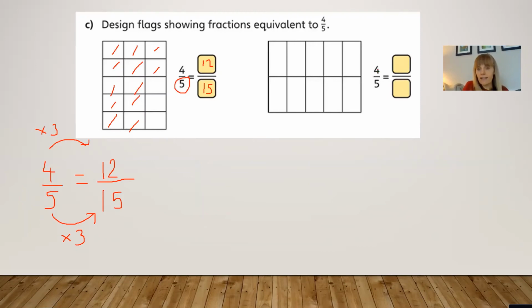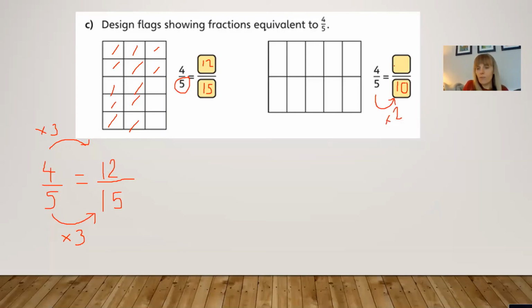So here again, it's asking for 4/5, but this time I count 1, 2, 3, 4, 5, 6, 7, 8, 9, 10. There's 10. So I'm going to do it over here this time, and I'm going to put my 10 because I know the number of squares is the denominator. Now, what have I timesed it by here? I've timesed it by 2, because 10 is 2 times bigger than 5.